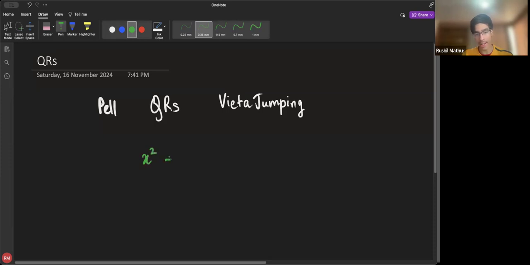stuff. So let's say you have to solve something like x squared plus 2x plus y equal y square or something of this sort. All three of these are pretty much related directly towards quadratic equations in the sense that QRs literally has quadratic in its name. Vieta jumping is all about finding the other root of a quadratic equation, and Pell's is literally the solution to a quadratic sort of thing as well. So these are three things that come up a lot when you have these sorts of equations.